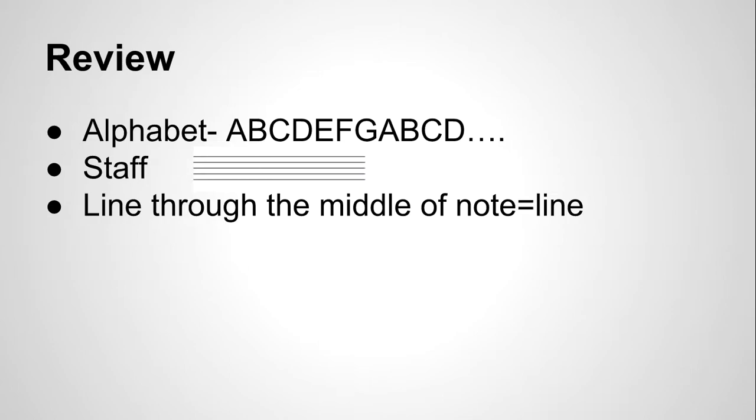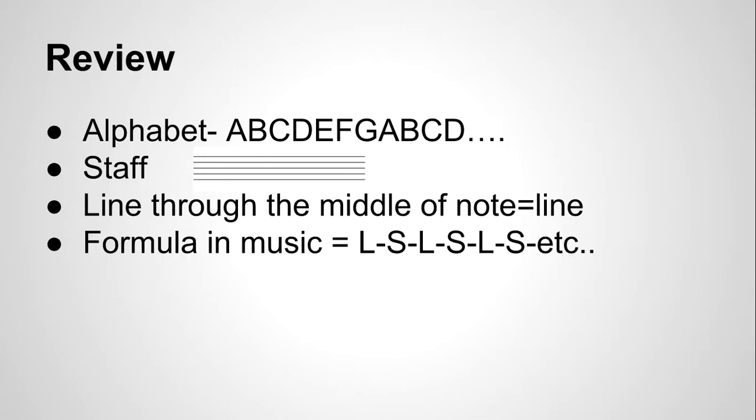In terms of knowing whether a note is on a line or a space, we look at the note and we look to see whether a line goes through the middle of that note. If a line goes through the middle of it, that note is said to be on the line. Otherwise, it's in a space. And the formula in music is line, space, line, space, line, space. Again, if these concepts are foreign, please rewatch the video that came before this about the musical staff and musical alphabet. So now, let's look at the F clef.